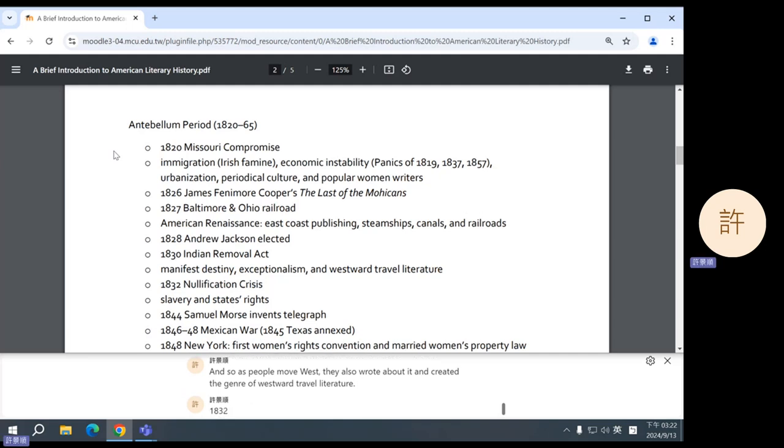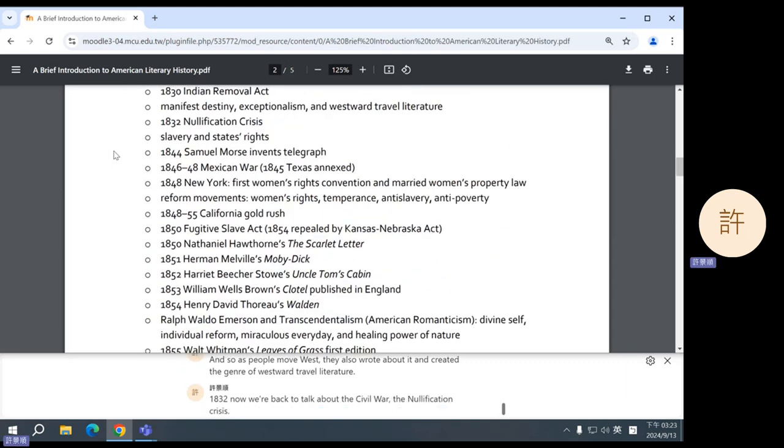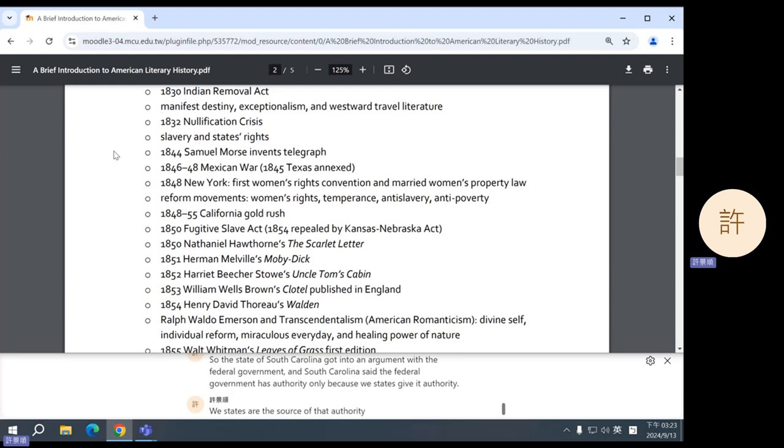1832, now we're back to talk about the Civil War. The nullification crisis. So the state of South Carolina got into an argument with the federal government. And South Carolina said, the federal government has authority only because we states give it authority. We states are the source of that authority. So if we don't want to follow the government, we have the right not to follow the government.